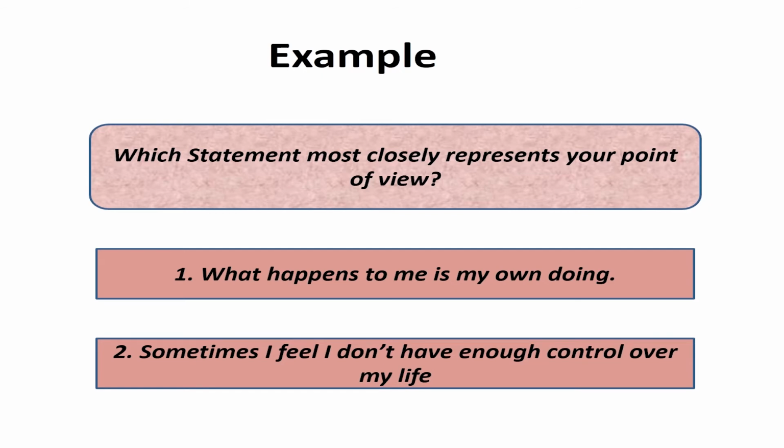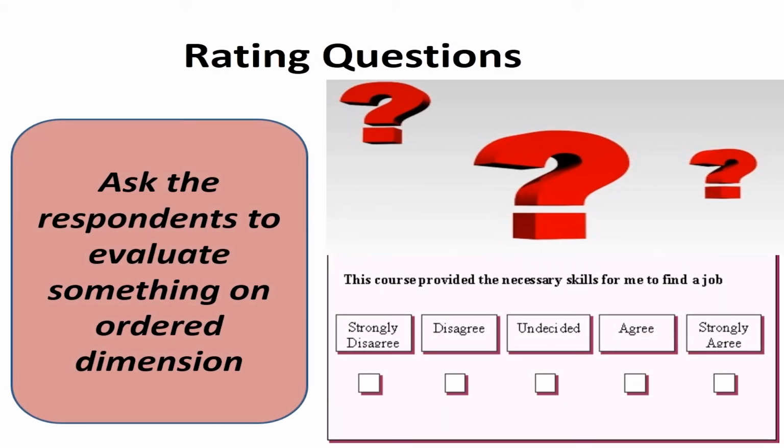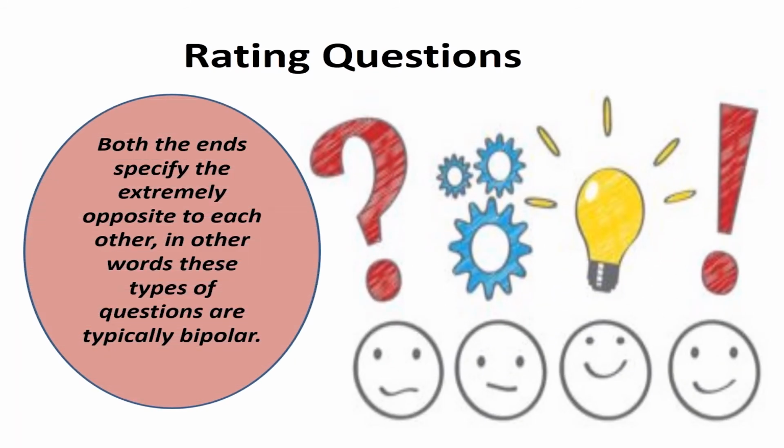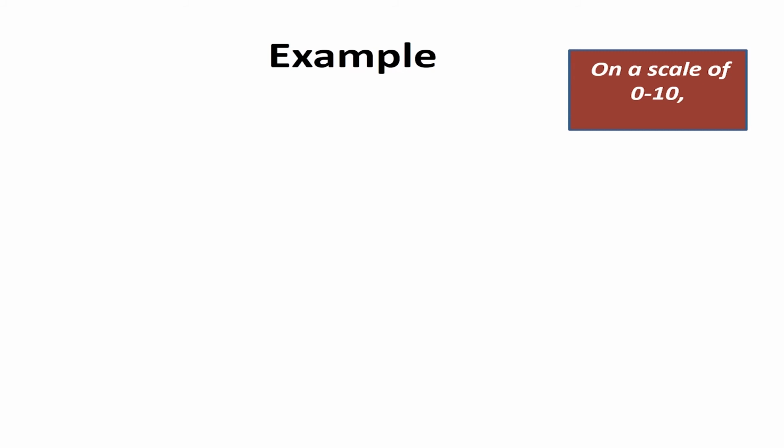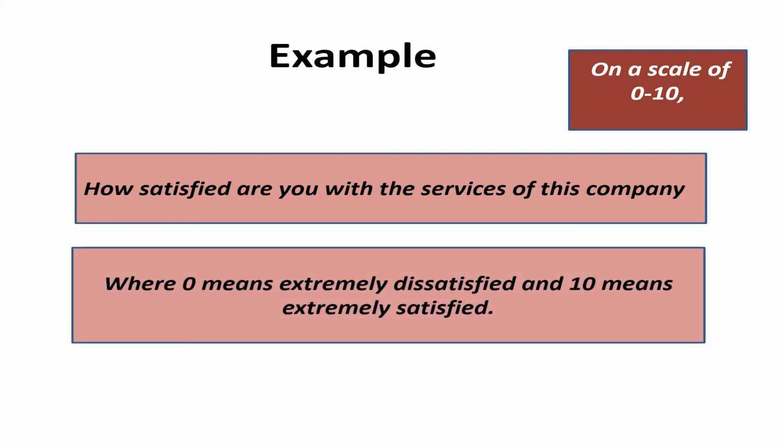The next type of questions are rating questions. Rating questions ask the respondents to evaluate something on ordered dimension. Both the ends are extremely opposite to each other. In other words, these type of questions are typically bipolar. An example of this type of question is: on a scale of 0 to 10, how satisfied are you with the services of this company? Where 0 means extremely dissatisfied and 10 means extremely satisfied.